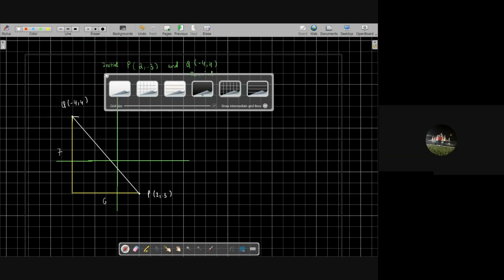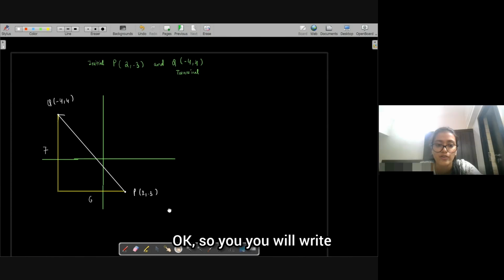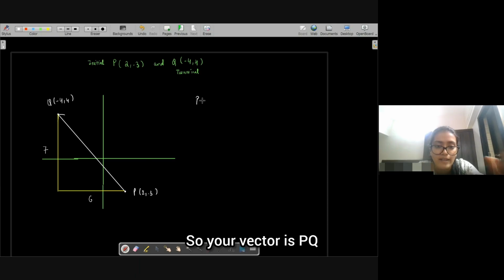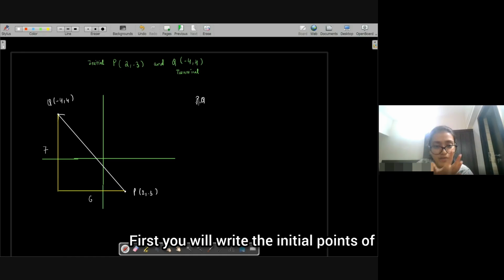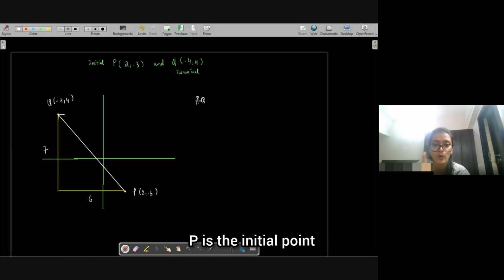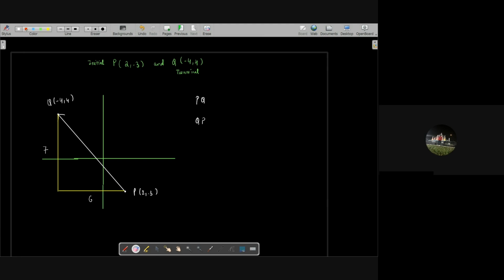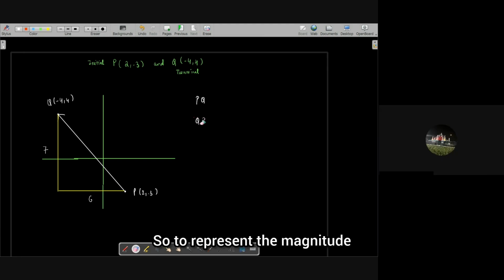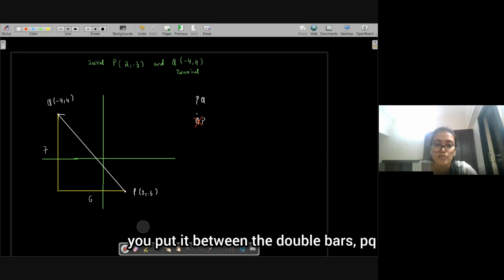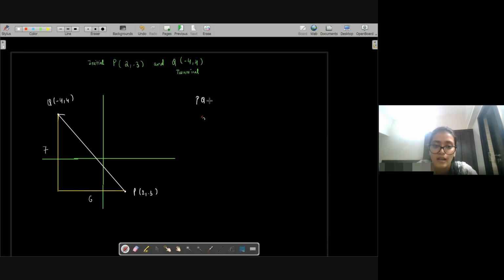So your vector is PQ, and remember when you're writing the name of the vector, first you will write the initial point. So P is the initial point, so that will come first. We will not write QP. We'll write PQ. To represent the magnitude, you put it between the double bars: PQ, draw an arrow on the top and put it between the double bars.